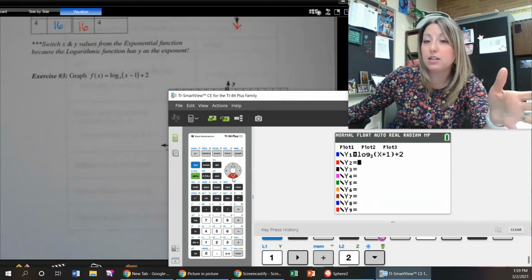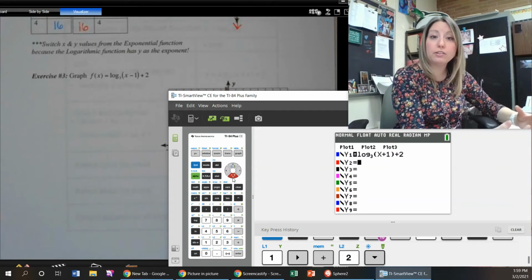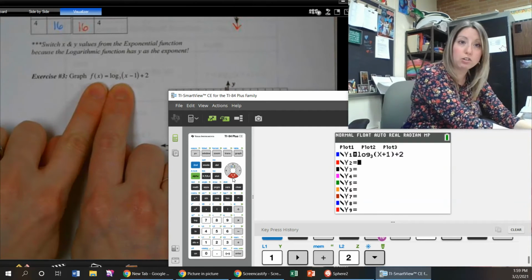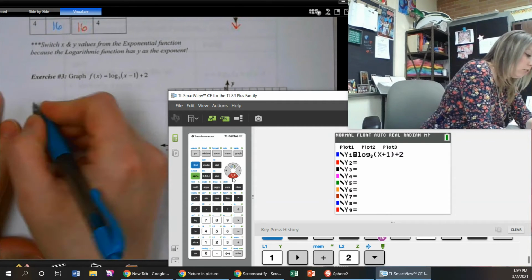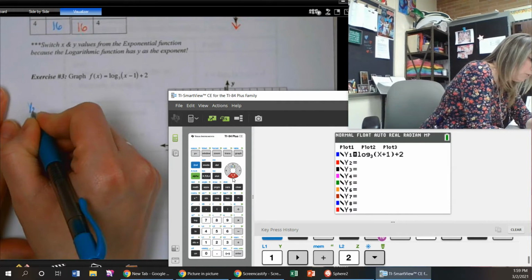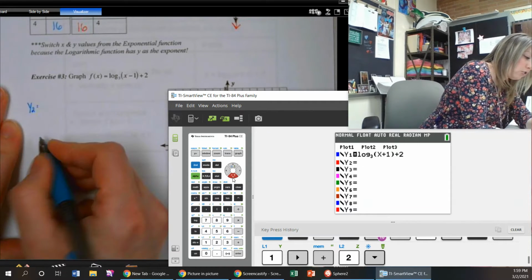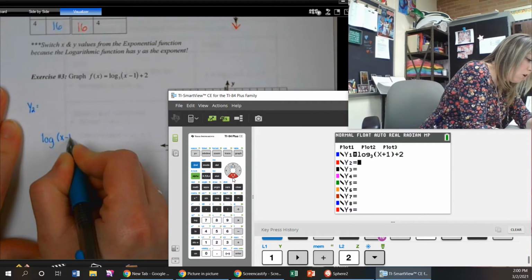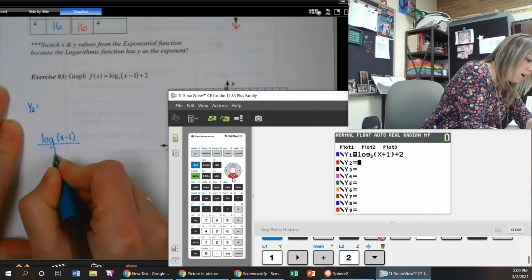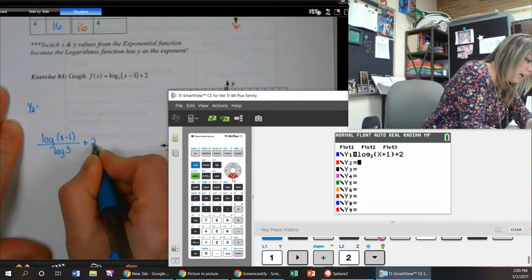Now, if I don't have an 84 calculator, but I still want to graph this thing, you can, and it's easy, but you need to consider that you're going to have to change this using change of base. Okay, so if this is y2, we're about to enter for y2, you need this to be, let me do the change first, log of x minus 1 divided by log of 3, the base, and then plus 2 on the outside.